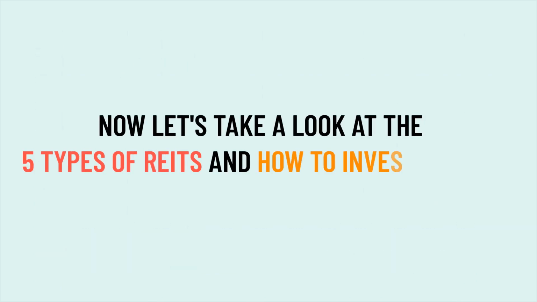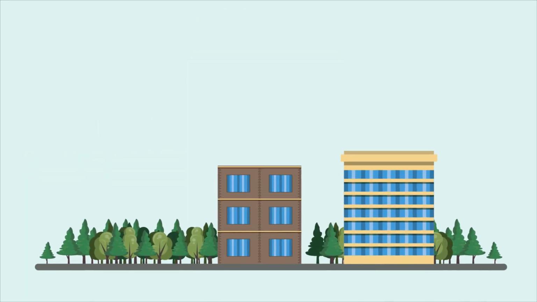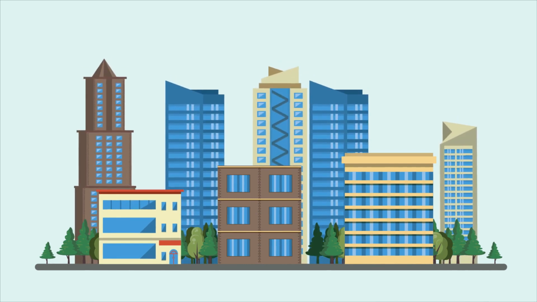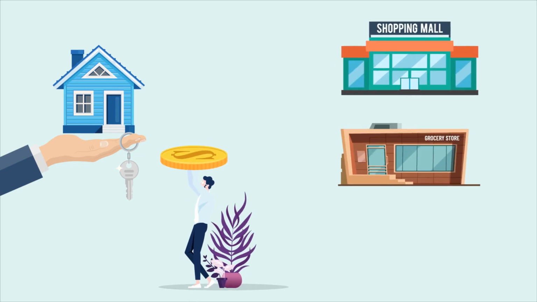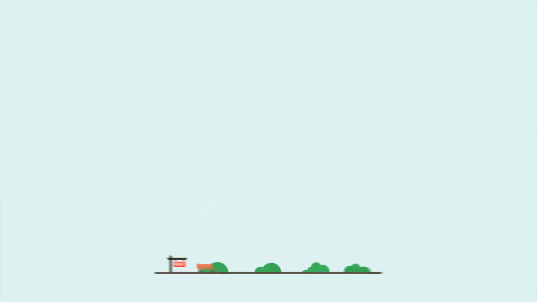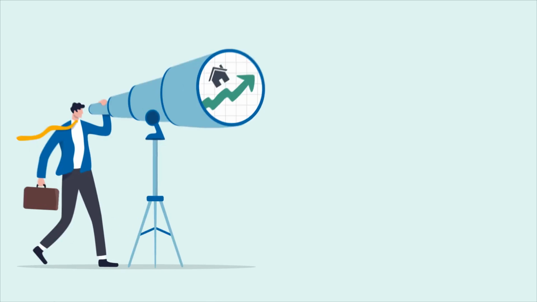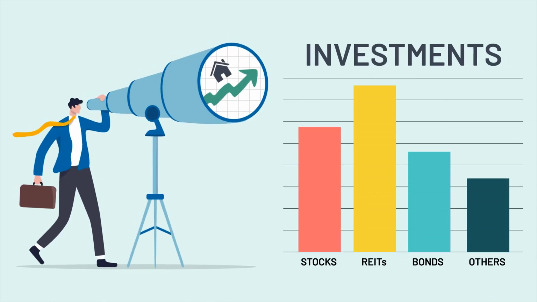Now, let's take a look at the 5 types of REITs and how to invest in them. 1. Retail REITs. Retail REITs are a type of REIT that owns and manages retail properties in central business districts and upmarket areas. It leases the retail space to tenants looking to set up shopping malls, grocery stores, boutiques, etc. Retail REITs make money by leasing space to tenants who pay monthly, quarterly, or annual rent to the REIT company. Retail properties are attractive investments, and they are the single largest category of investments in most countries.